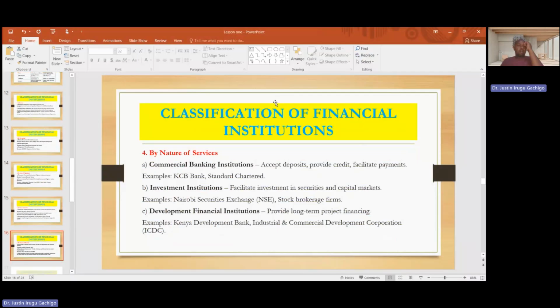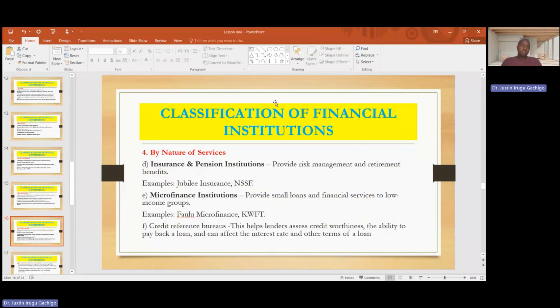Then, continuing with the nature of service, we have insurance and pension institutions, and these provide risk management and retirement benefits. Example, we have Jubilee and SSF. Then we have microfinance institutions, and they provide small loans and financial services to low income groups. Example, we have Faulu and Kenya Women Trust Fund. Then we have the Credit Reference Bureau.